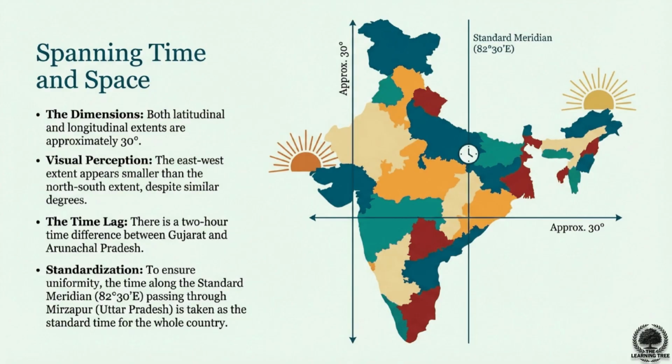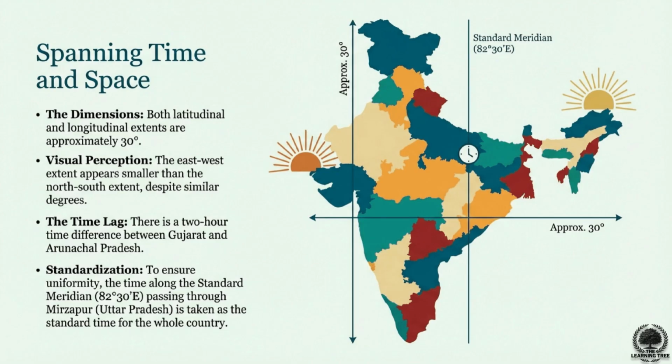From Gujarat in the west to Arunachal Pradesh in the east, there is a time difference of nearly 2 hours. To maintain uniformity, India follows a single standard time. This time is calculated based on the standard meridian of India at 82 degrees 30 minutes east longitude. The standard meridian passes through Mirzapur in Uttar Pradesh.